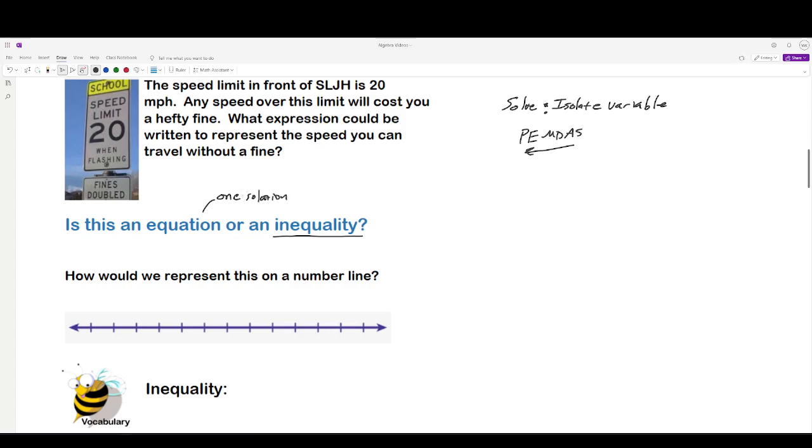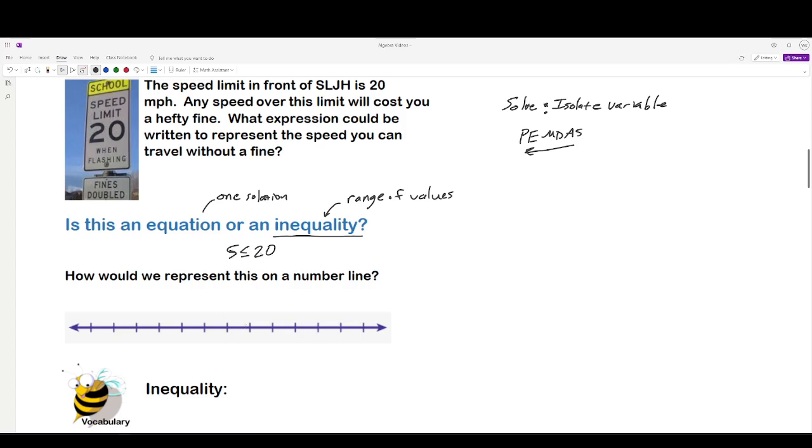Not always, but we saw a case where there's infinite solutions or all real numbers, but in general, equations have a solution or a number for the variable, whereas inequalities have a range of values. So we can have lots and lots of solutions. In this case, any speed above 20 miles per hour would be too fast. So we could say that the speed is, well, let's see, speed that you can travel without a fine. Okay, so S needs to be less than or equal to 20 miles per hour.